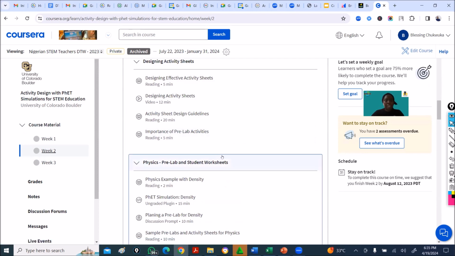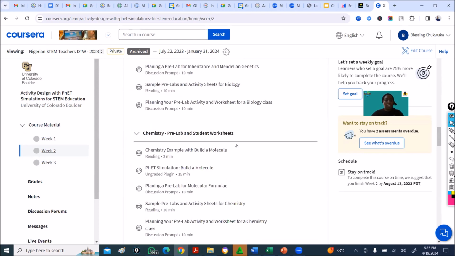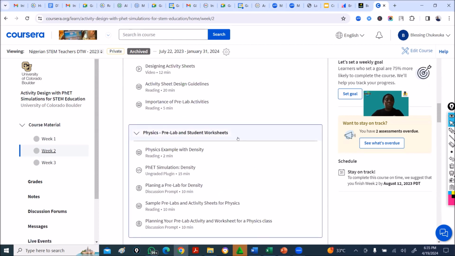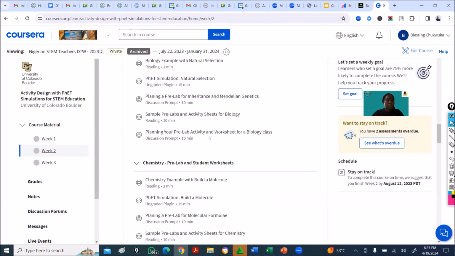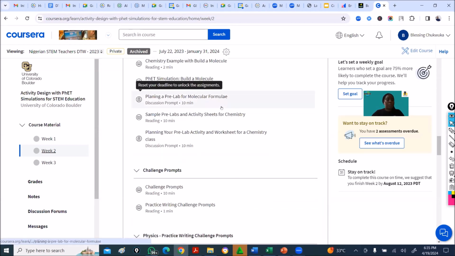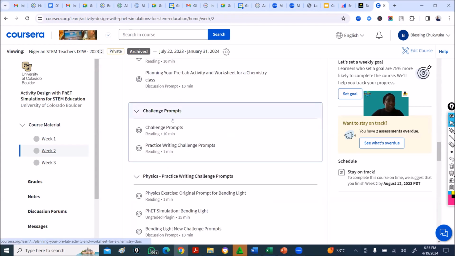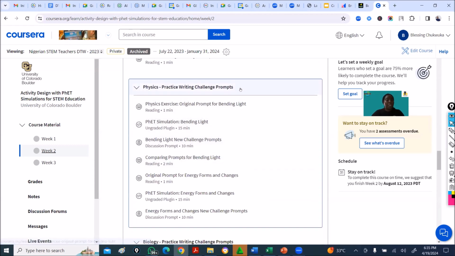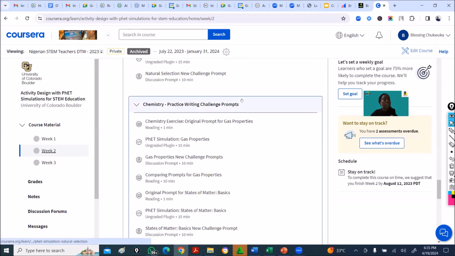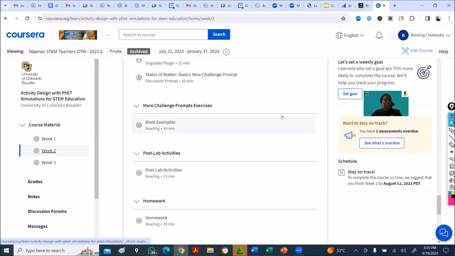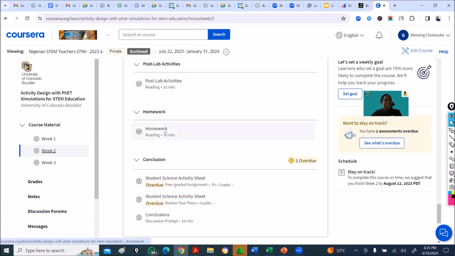Then science is divided into physics, biology, and chemistry. Then you focus on the subjects that you teach. If you teach physics, you focus on physics pre-lab. If it's biology, focus on biology pre-lab. If it's chemistry, focus on chemistry pre-lab. Okay, these are challenge prompts. Even in the challenge prompts, you focus on your physics. This is an introduction to challenge prompts for everyone. Then when it delves into specific subject matter, if you're a physics teacher, you go to physics. If you're biology, you go there. If you're chemistry, you go there. Oh, this is for everyone.